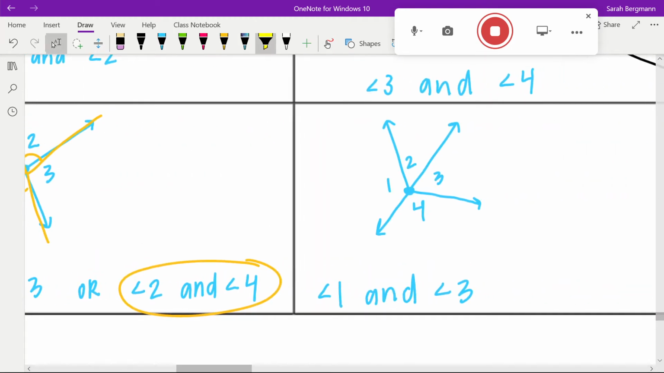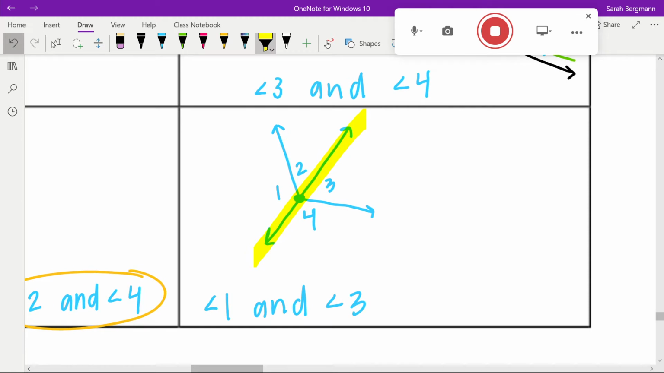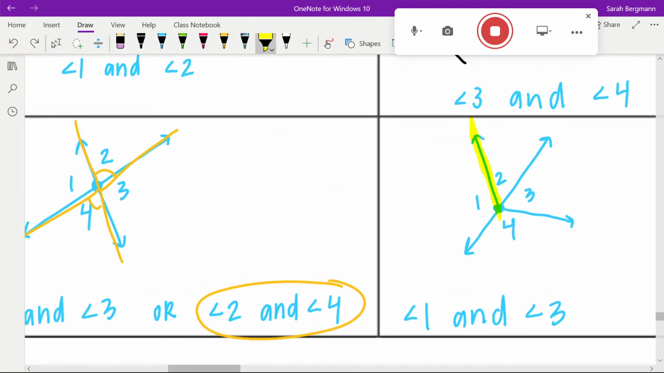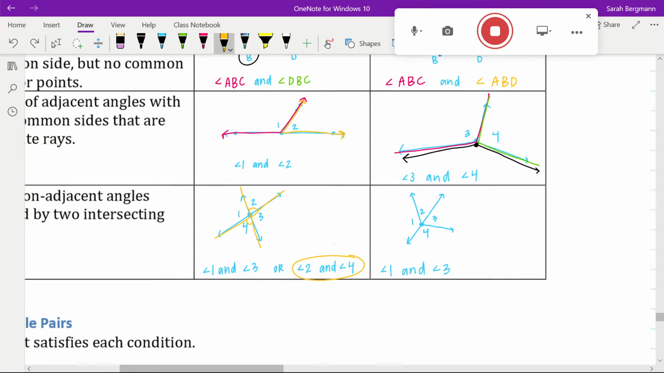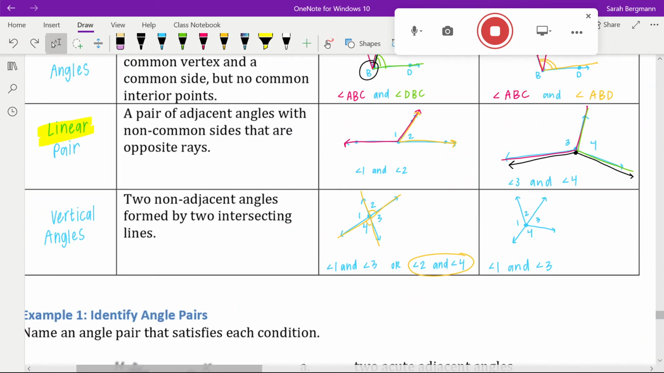A non-example is when there are not 2 lines forming the angle. So notice this line that I have highlighted is a straight line. However, these other 2 rays are not opposite rays. That is not a straight line. So angle 2 and angle 4 are not vertical angles because they're not formed by straight lines. Similarly, angle 1 and angle 3 are not vertical angles because they are not formed by 2 straight lines. So just be careful, make sure those are formed by straight lines.